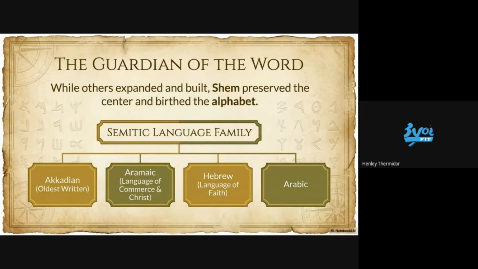But in reality, all Semitic languages are anybody who is a descendant from Shem. So Akkadian is the oldest written Semitic language. Aramaic, which is the language that Jesus spoke, is Semitic. Hebrew, of course, we know, which also leads to the Jewish, is Semitic, and Arabic is Semitic.